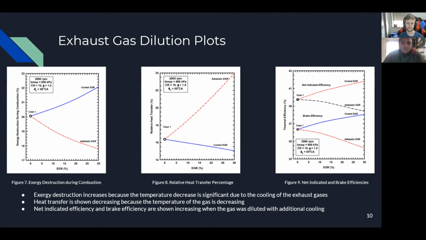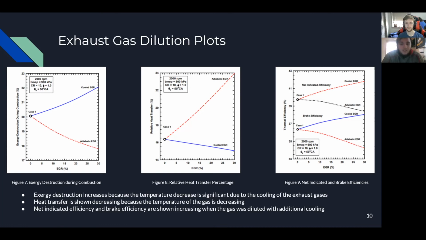And the second figure, figure 8, shows that with a cooled system, the heat transfer is decreasing because the temperature of the gas is decreasing from the engine. And with the adiabatic EGR, there is more heat transfer, obviously, because the temperature of the gas is increasing.